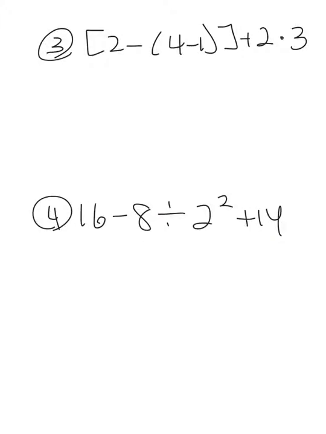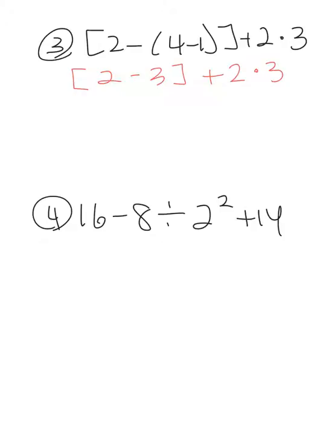Moving on to number 3, I have 2 sets of grouping symbols, brackets and parentheses, so I'm going to work from inside to outside. First I'm going to rewrite my brackets. So I have 2 minus. Now here's my inside. 4 minus 1 gives me 3, and then I'm going to rewrite 2 times 3.